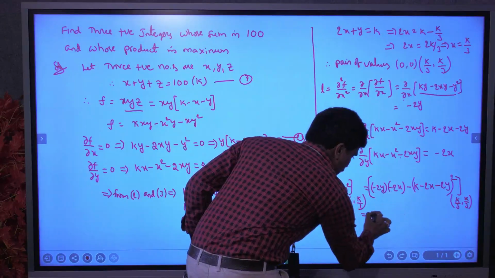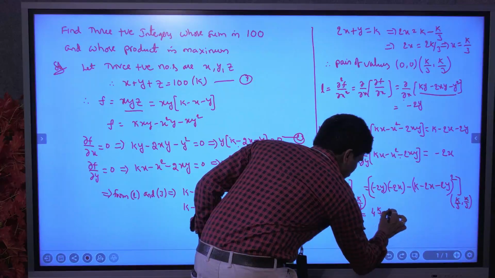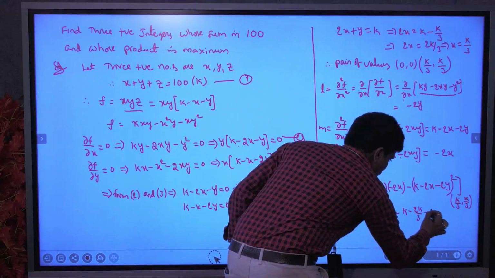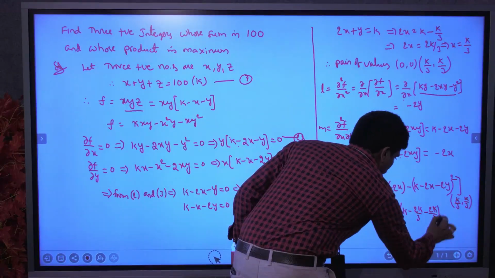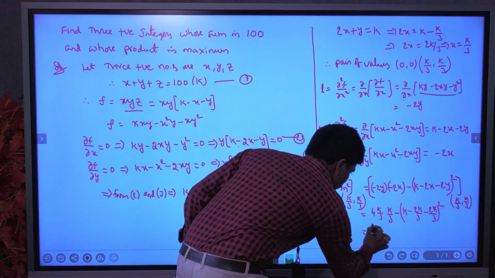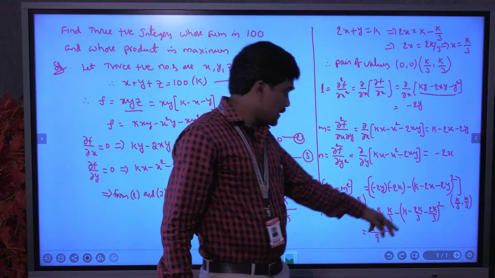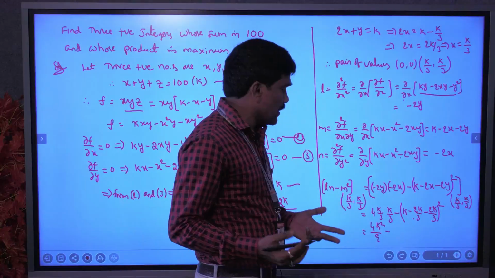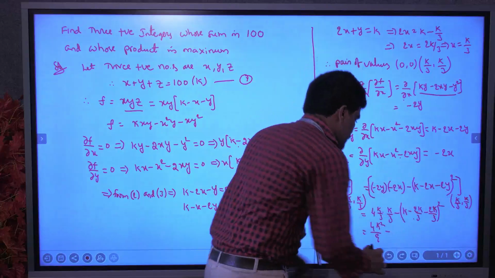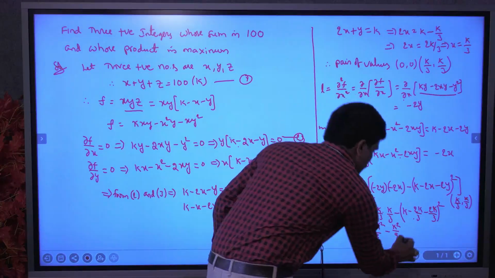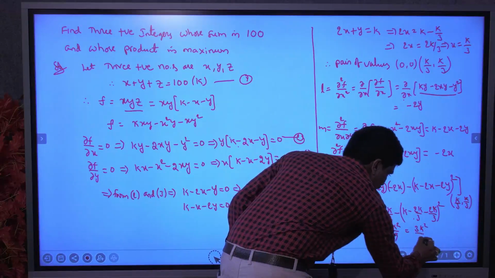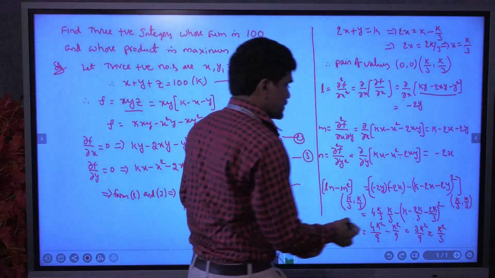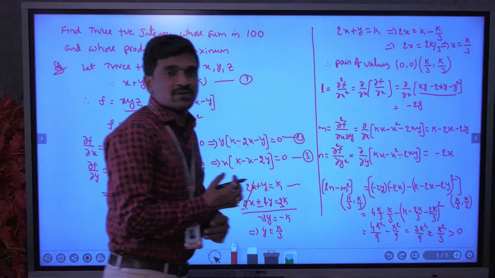So here we get minus, or rather plus, 4xy minus (k − 2x − 2y)². With x = k/3 and y = k/3, we get 4k²/9 minus, taking the LCM, (3k − 2k − 2k), so minus (3k − 4k)/3 whole squared, which is (−k/3)², so k²/9. Now that is equal to (4k² − k²)/9, which implies k²/3. So the value of ln − m² is, since k is a positive constant, clearly greater than 0.